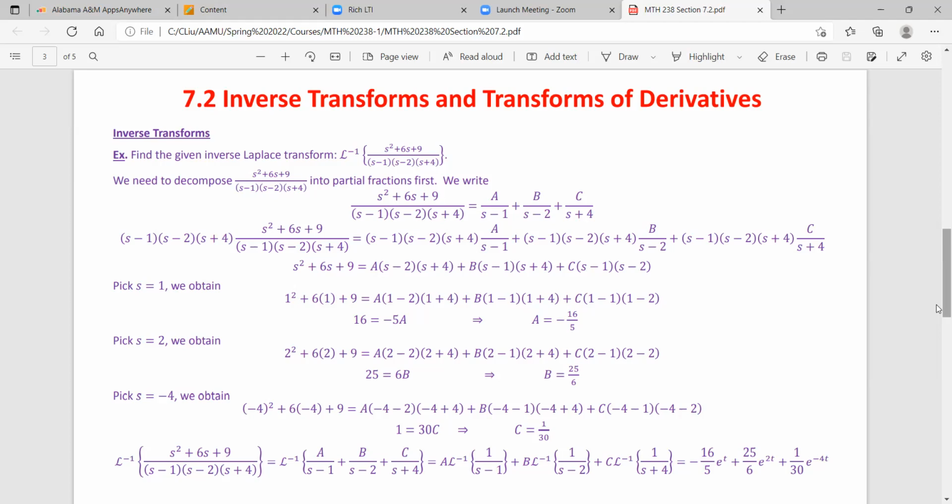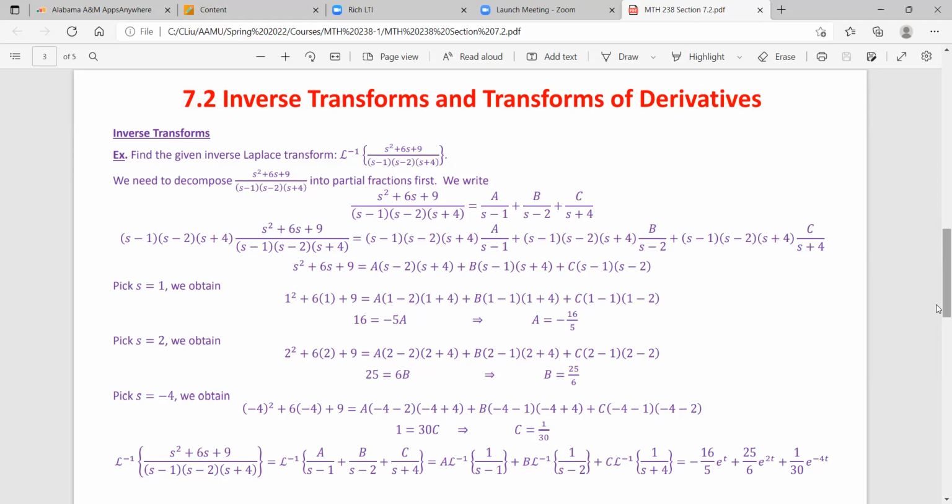And on the left, 1 squared is 1, 6 times 1 is 6. So you add 1 with 6 and 9, you get 16. Then divide by -5, and you get a equals -16 over 5.